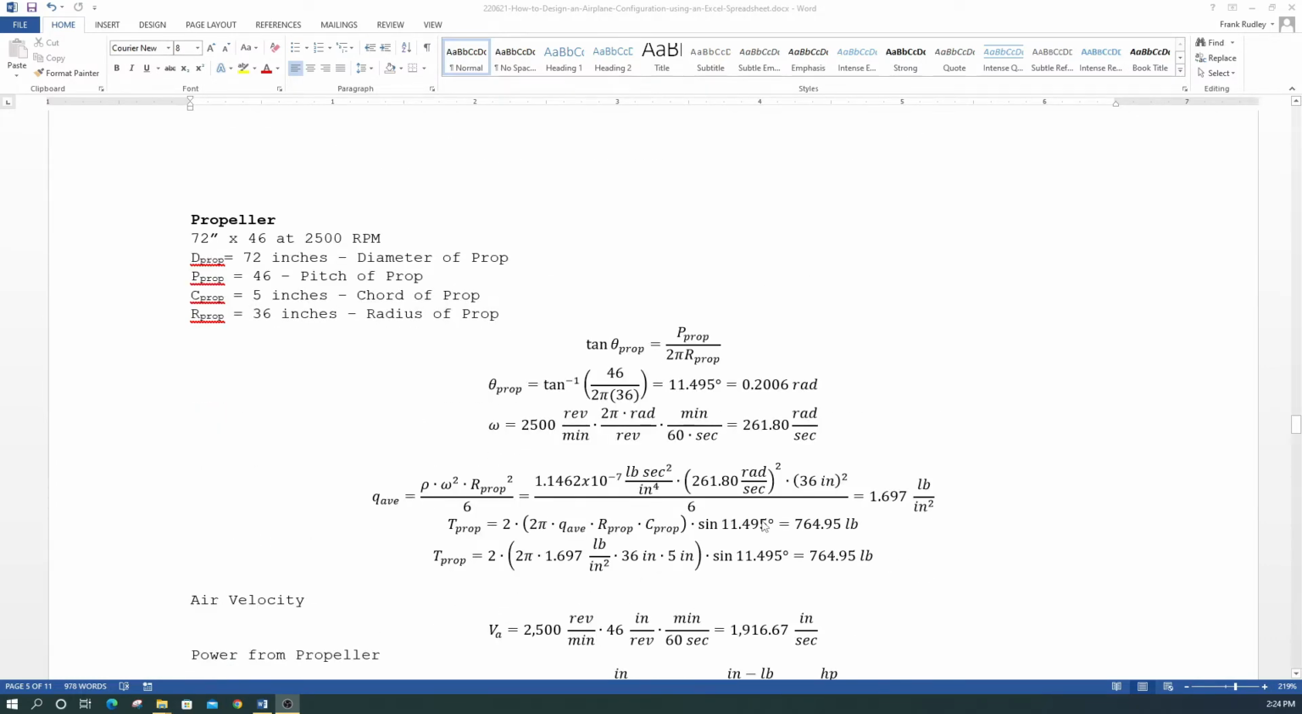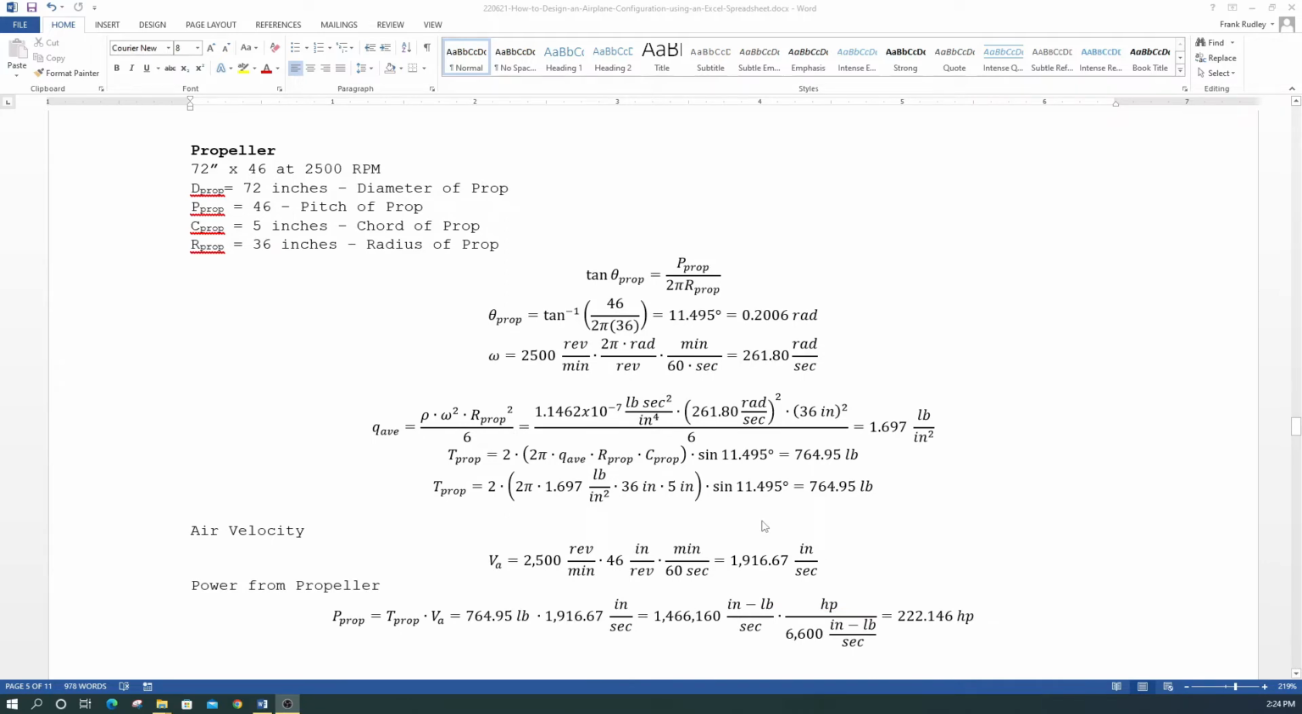So the next part here is our propeller. I'm probably going to do a video in the future about propellers and how you can get the thrust from the propeller. The propeller I found on the Piper Cub is a 72-inch diameter by 46. The 46 is kind of like the advance ratio. When you buy propellers, you buy by the diameter times advance ratio. So we're assuming the propeller is a 72 by 46 at 2,500 RPM. There's some information here. The chord of the prop averages about 5 inches, and the radius is half the diameter, which is 36 inches.